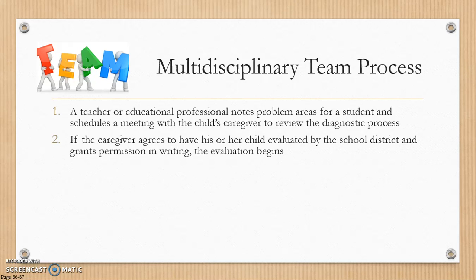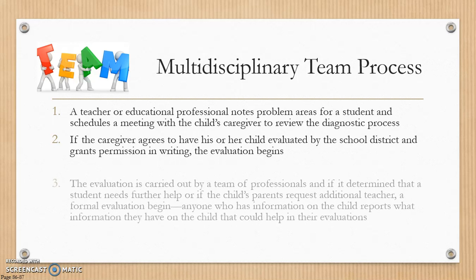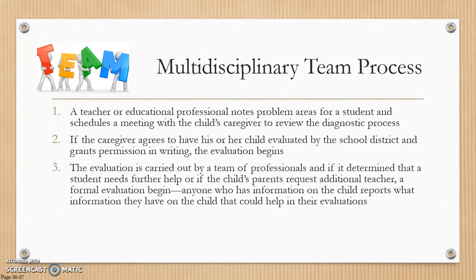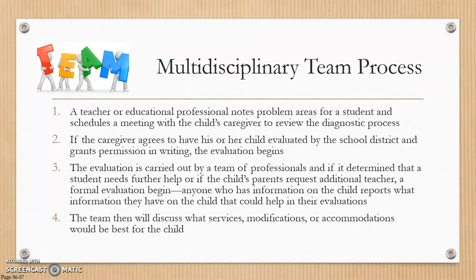Second step is if the caregiver agrees to have his or her child evaluated by the school district and grants permission in writing, the evaluation begins. Then the evaluation is carried out by a team of professionals and it is determined that a student needs further help, or if the child's parents request additional help, a formal evaluation begins. Anyone who has information on the child reports what information they have on the child that could help in their evaluation. Fourth, the team will discuss what services, modifications, or accommodations would be best for the child.